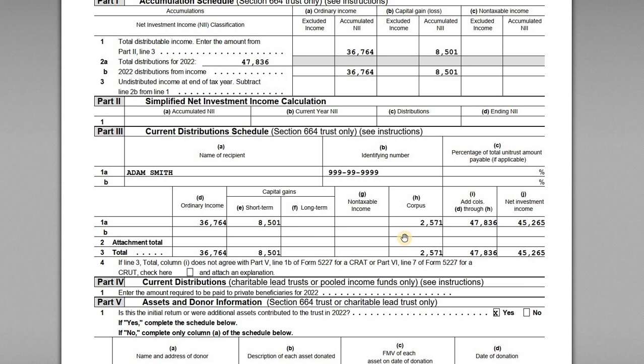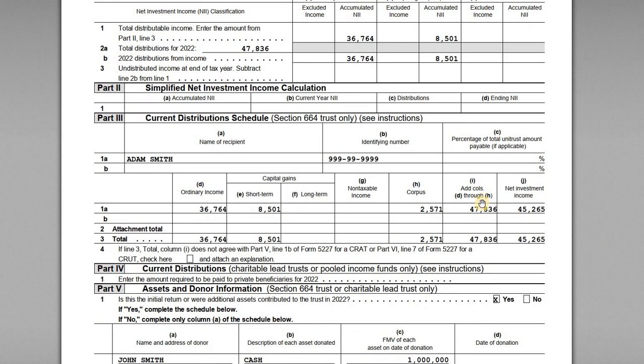So the 2,571 is the shortfall amount that had to come out of corpus in order to satisfy the total annuity amount. Remember, with these CRATs, if the trust isn't making enough investment income to cover the annuity payment, that doesn't matter. The income beneficiary still gets that full payment. It just comes out of the income first, but then it could have to dip into principal, and that's what happened here. Okay, so then in column I, add columns D through H, so we've added up all of those, and that's the $47,836. And they do ask us down here, it's kind of like a check figure, right?